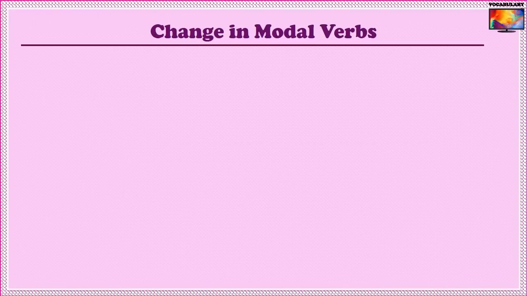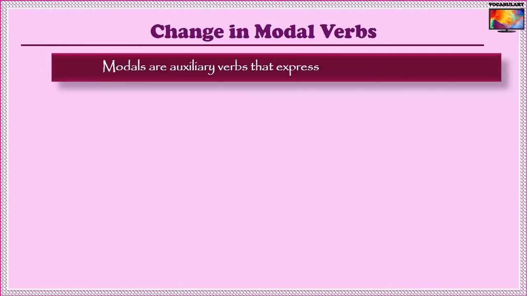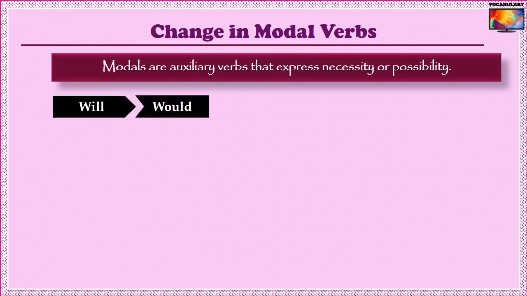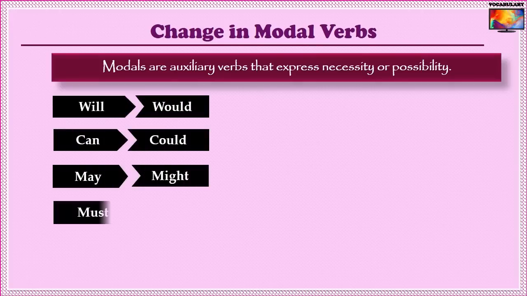Apart from tenses, some modal verbs also change in indirect speech to reflect a lower possibility. Modals are auxiliary verbs that express necessity or possibility. So, for instance, will becomes would, can becomes could, may becomes might, and must becomes had to.